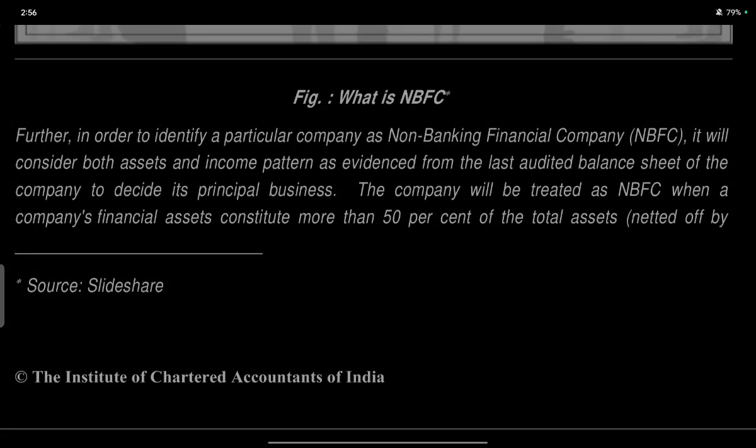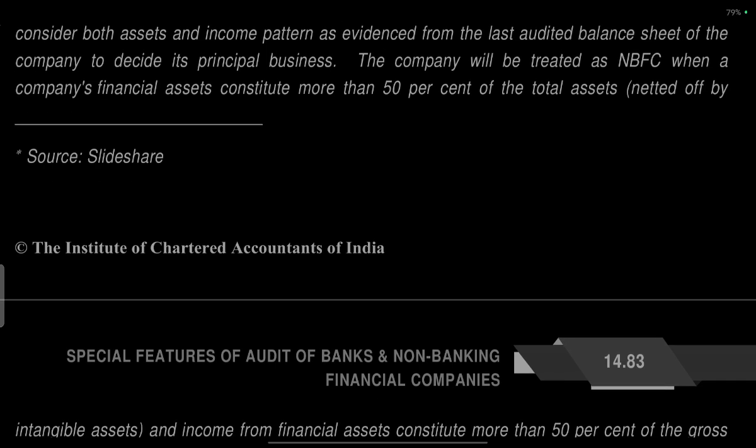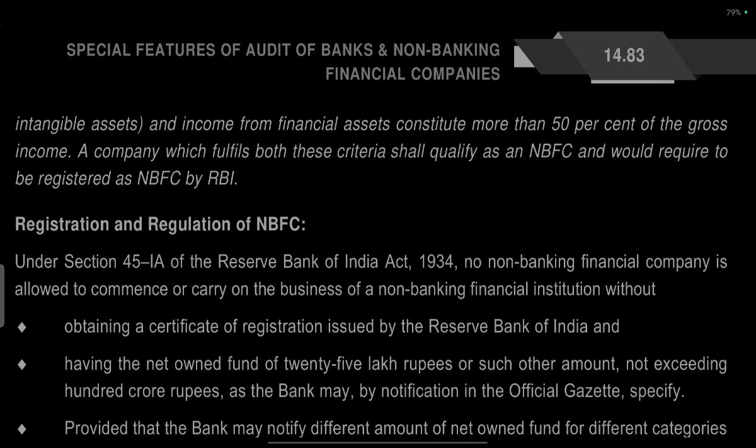Further, in order to identify a particular company as a non-banking financial company, both asset and income patterns are considered, as evidenced from the last audited balance sheet of the company, to decide on the principal business. The company may be treated as an NBFC when its financial assets constitute more than 50% of the total assets, netted off intangible assets, and income from the financial assets constitutes more than 50% of the gross income. A company which fulfills both criteria shall qualify as an NBFC and would be required to register with the RBI.